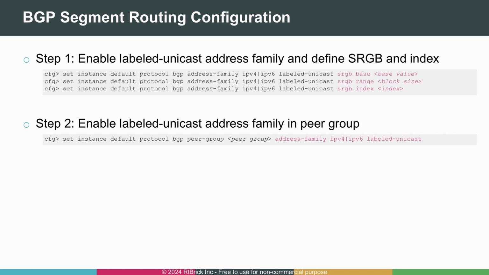Let's summarize what we've just covered. To configure BGP-SR on an RBFS system, we need to enable the IPv4 labeled unicast address family in the BGP instance and configure the SRGB base, range, and index. Additionally, the address family must be enabled in the corresponding peer groups. The configuration for IPv6 is virtually the same.